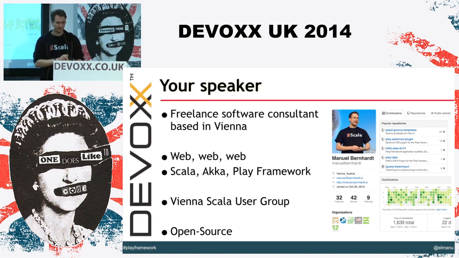A few words about myself. I'm a freelance software engineer. I'm based in Vienna in Austria. I've been working on the web for most of my professional career, building web applications from the backend to the front end. For the past 4 years, I'm working mostly with Scala and Akka and the Play framework. When I have some time, I'm also co-organizing the Scala user group in Vienna, and I also try to help an open source project.